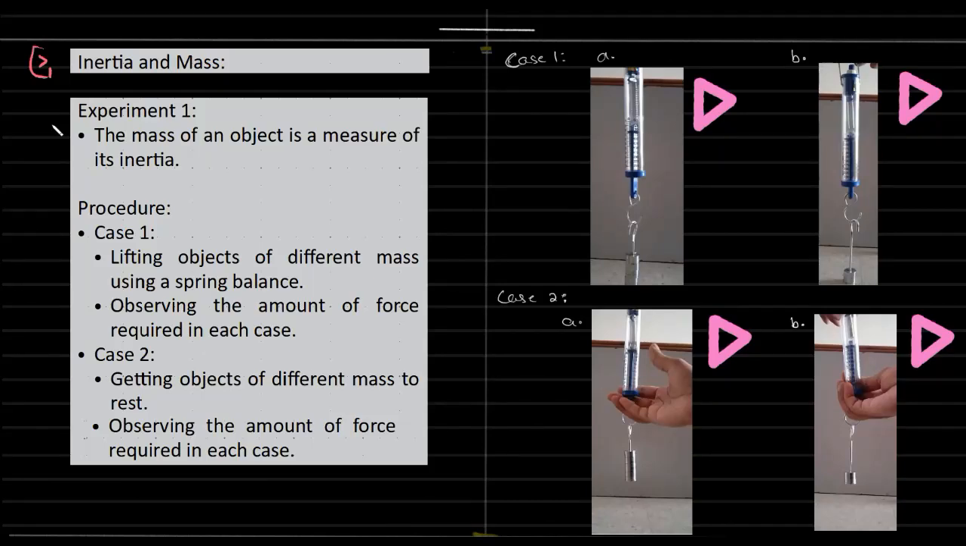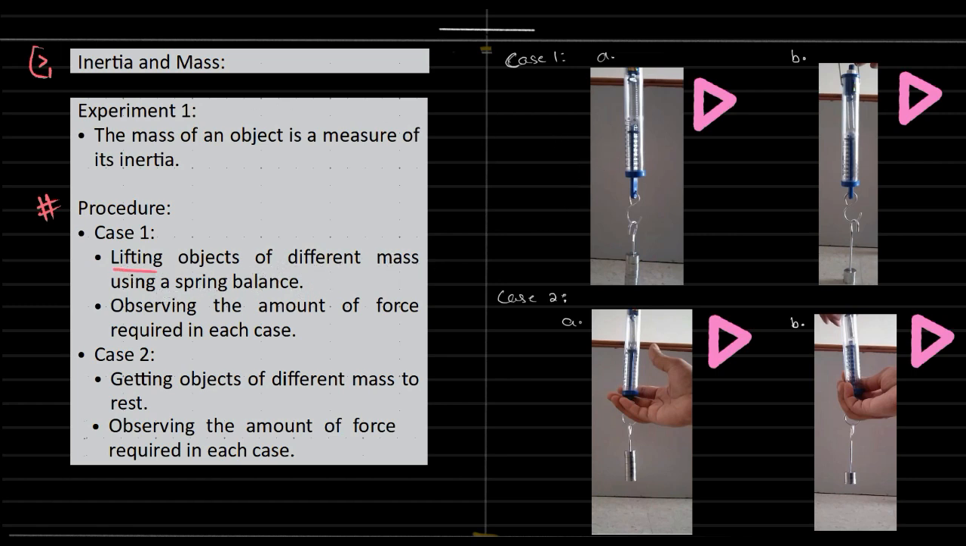Looking at establishing a relationship between inertia and mass. So the experiment is to do with mass of an object being a measure of its inertia. This is what we are trying to figure out. The procedure is quite simple. There are two cases. I'll handle case by case. The first case is to lift objects of different mass using a spring balance.